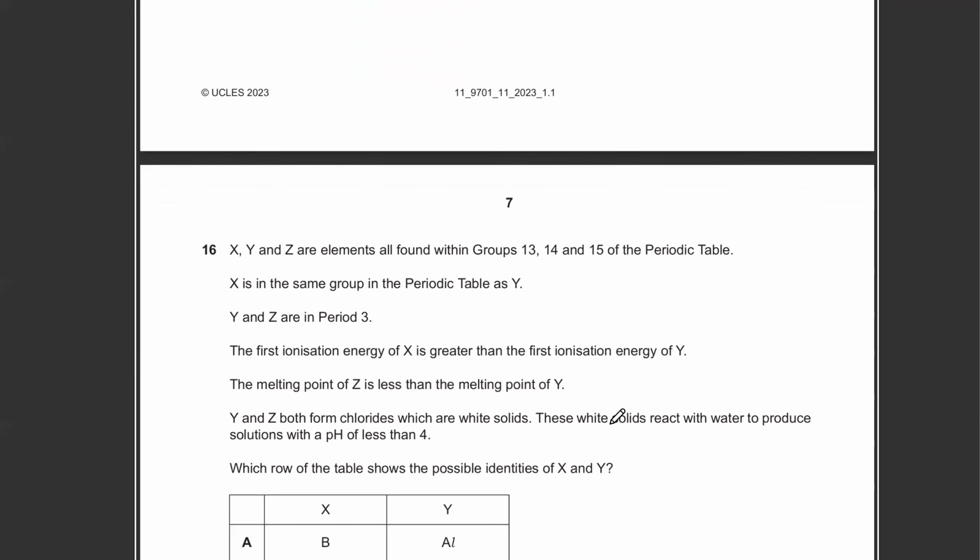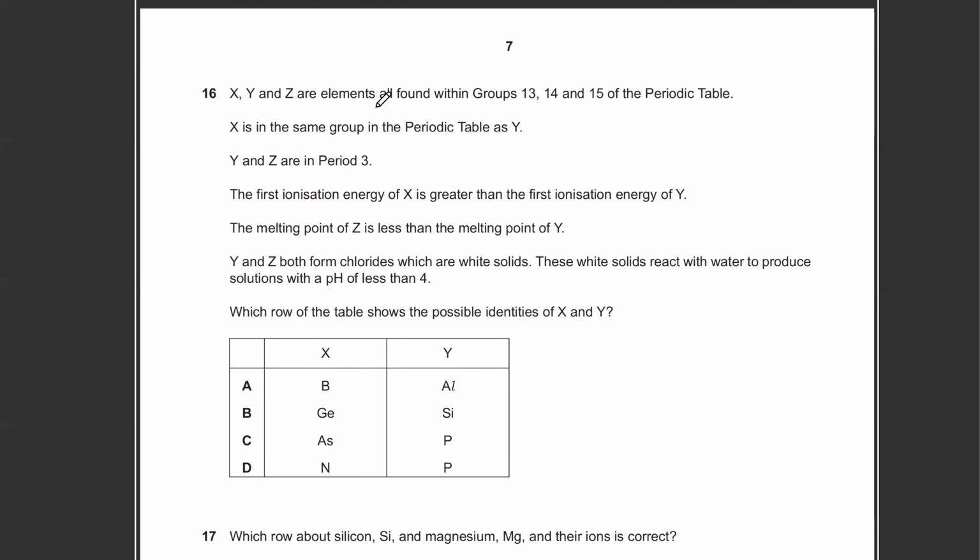Yes. Now, in inorganic chemistry, X, Y, and Z are elements all found within groups 13, 14, and 15 of the periodic table. X is in the same group in the periodic table as Y. And Y and Z are in period 3. So Y and Z are somewhere in period 3, while X is in the same group as Y. X, we don't know what the position is, but they'll probably be arranged somewhat like this.